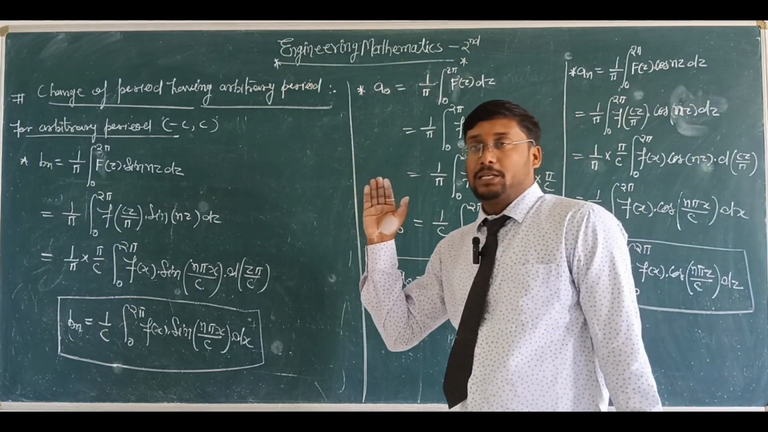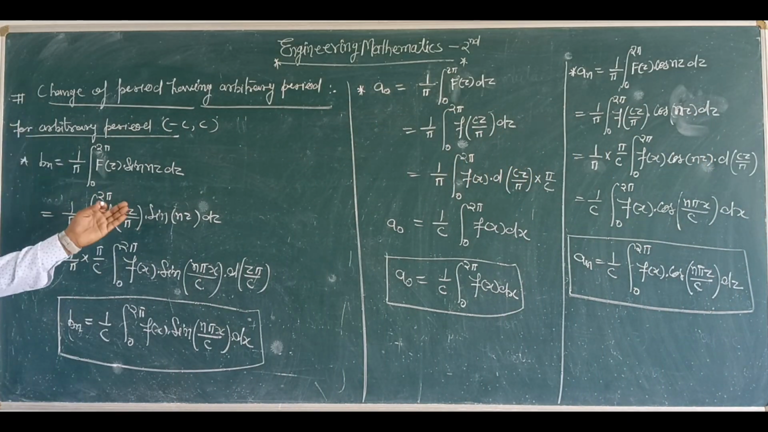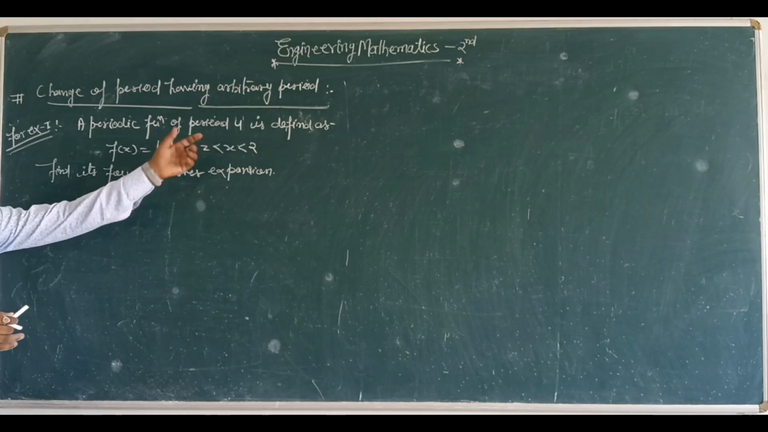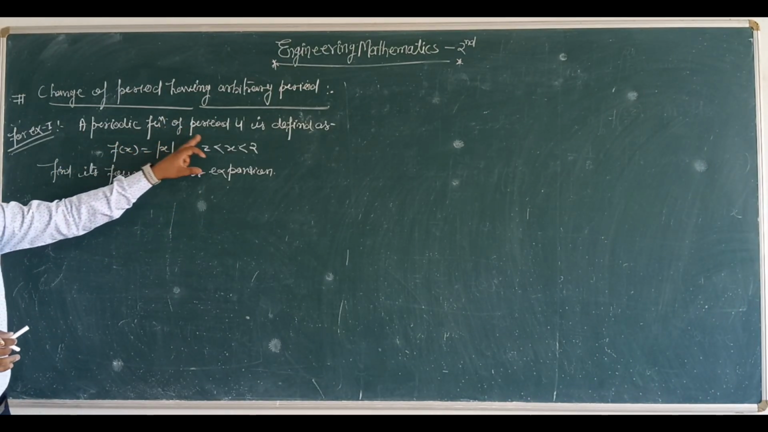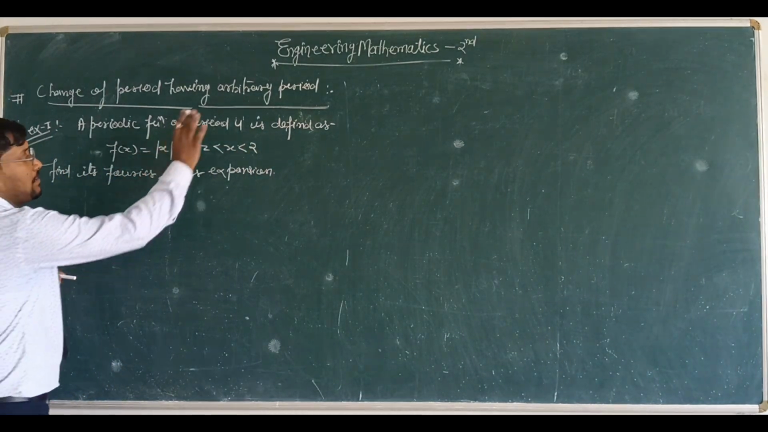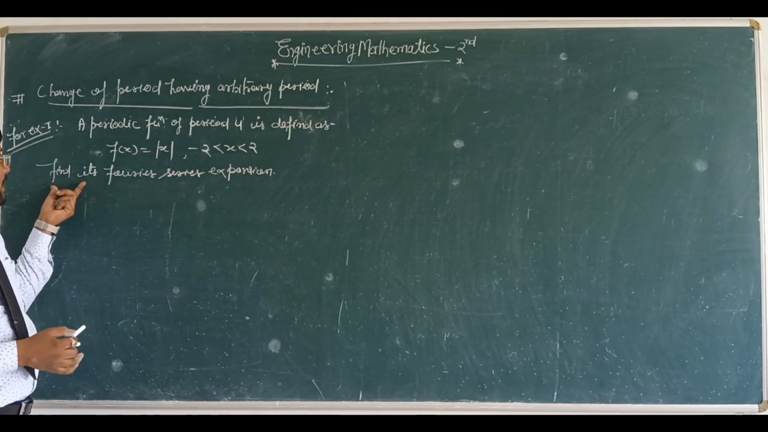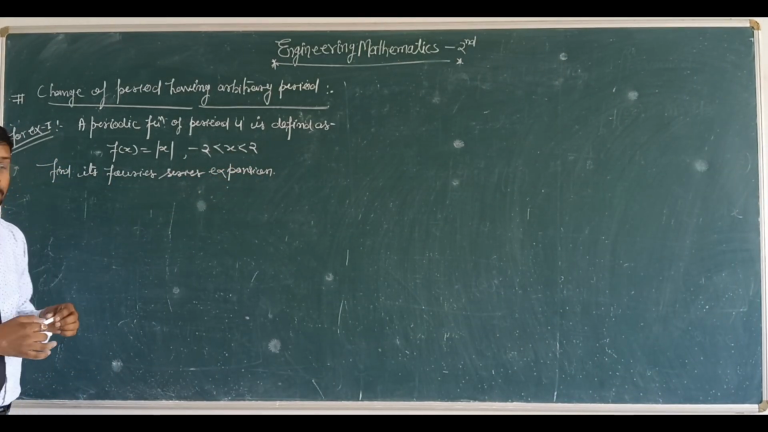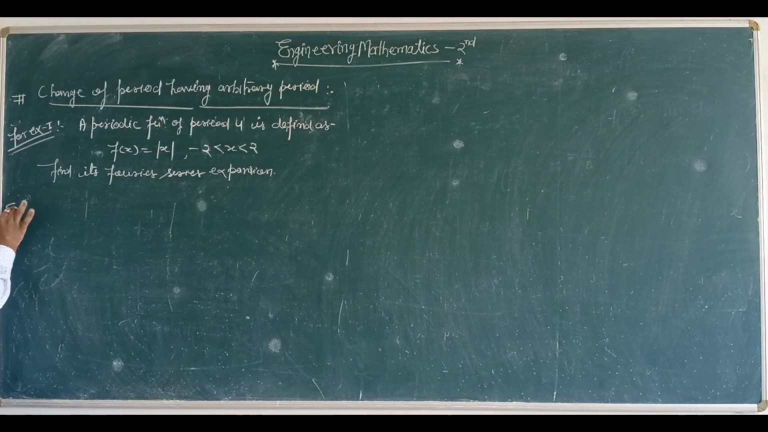Now I will discuss some numericals related to this topic. First of all you can note down numerical problem related to arbitrary period. First of all, you can read a periodic function of the period 4 is defined as f(x) is equal to mod x as minus 2 is less than x is less than 2. Find its Fourier series expansion. Now this is an arbitrary value of the period, minus 2 to 2. First of all you can write solution of this problem.